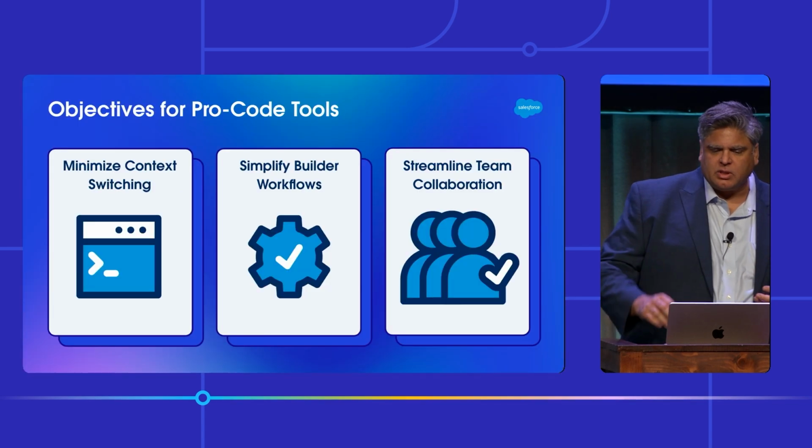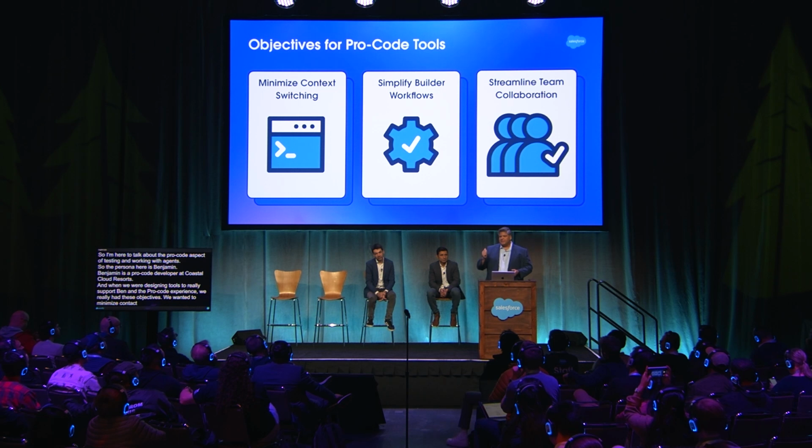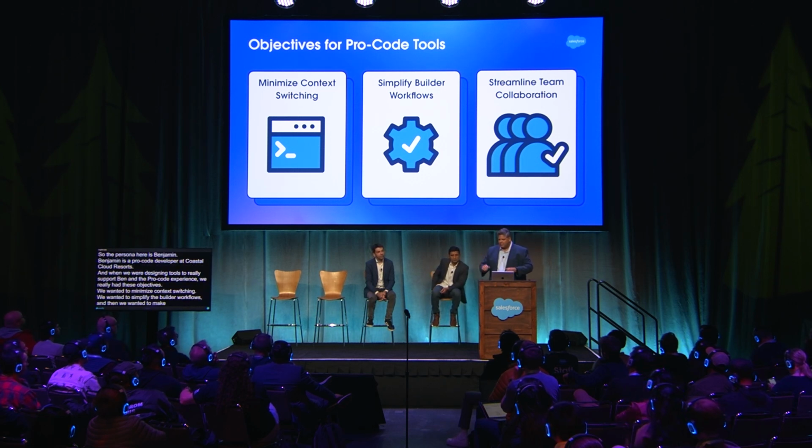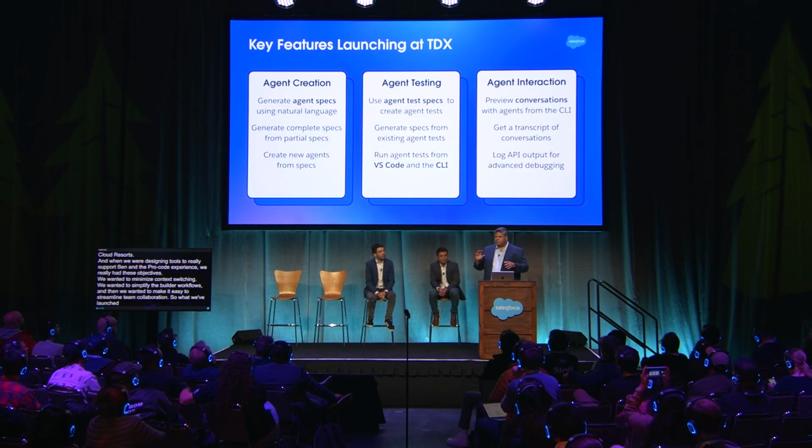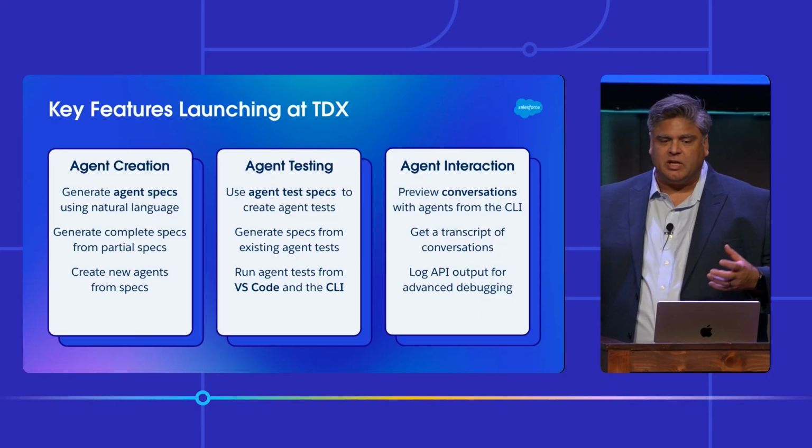And when we were designing tools to really support the pro code experience, we really had these objectives. We wanted to minimize context switching. We wanted to simplify the builder workflows. And then we wanted to make it easy to streamline team collaboration. So what we've launched here at TDX are kind of 3 buckets of features, right?